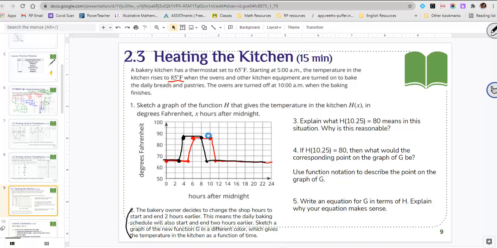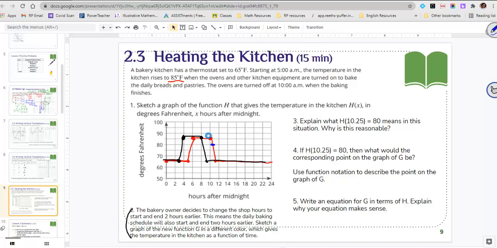So this is where we have to get that opposite thought process. Remember thinking about how our horizontal changes, this one's very much a horizontal change, and how we would have points that coordinate with each other. So, on our original graph, at 10.25, it was 80 degrees.